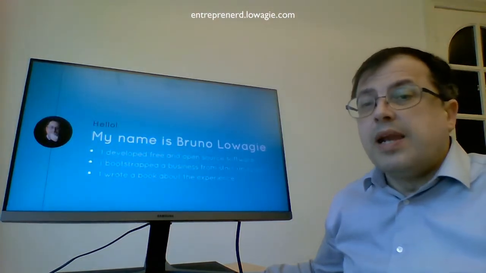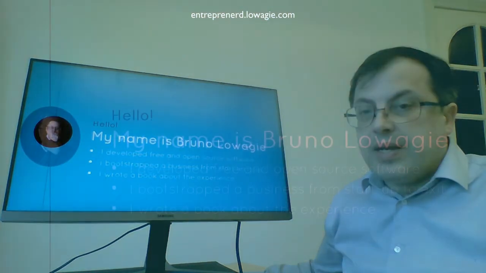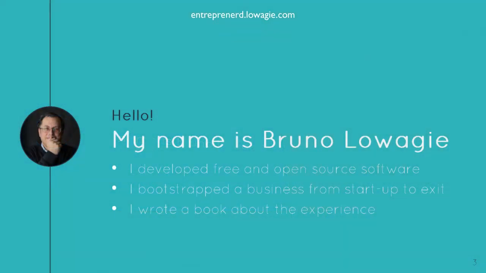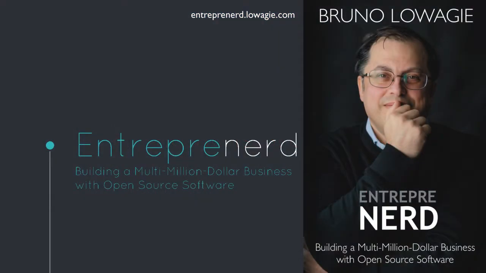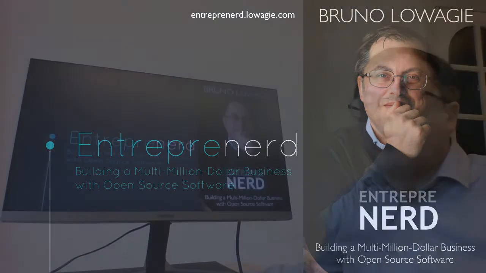But first, let me introduce myself. My name is Bruno Louagie. I'm the original developer of iText, an open source PDF library. My wife and I are the original founders of iText Group, a company with subsidiaries in Belgium, the US and Singapore. Together we grew the business from startup to exit, and after leaving the company, I wrote a book about the whole experience. This slide is some shameless promo for my book.